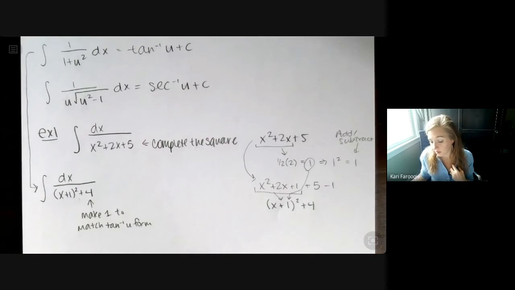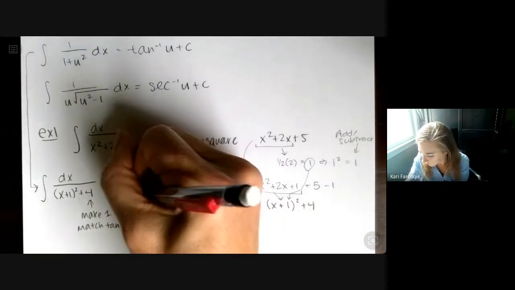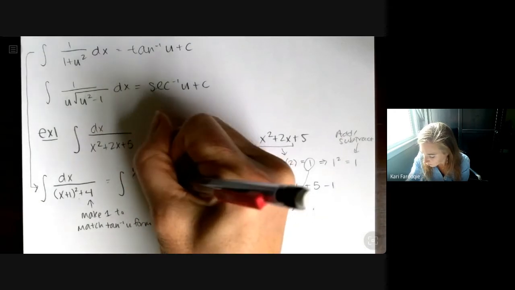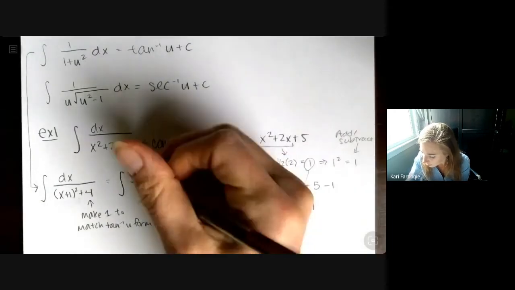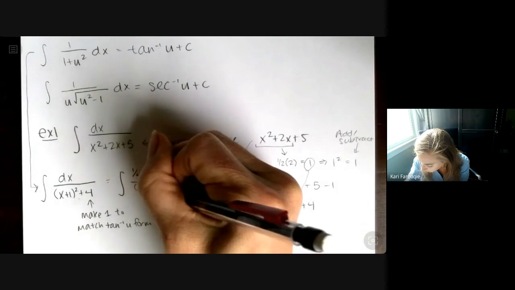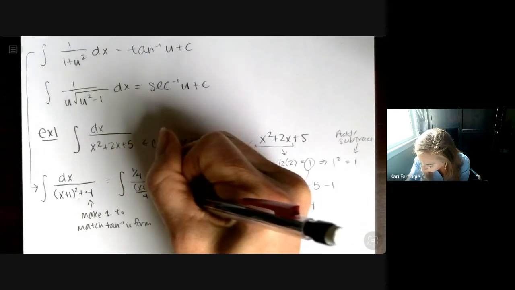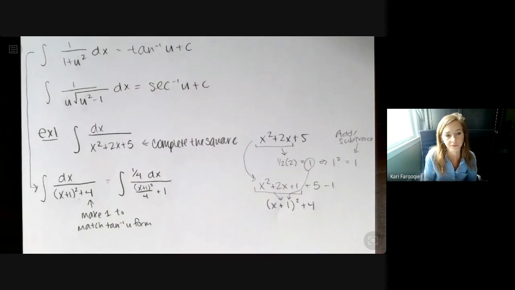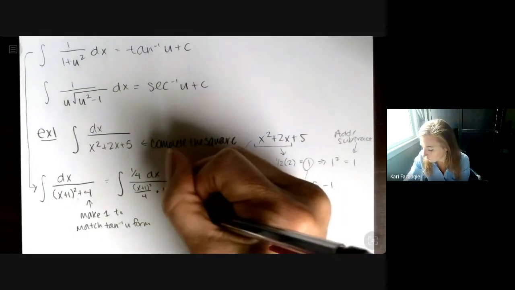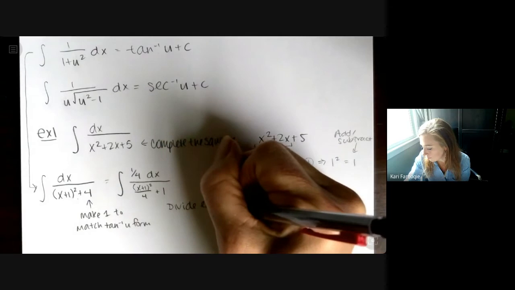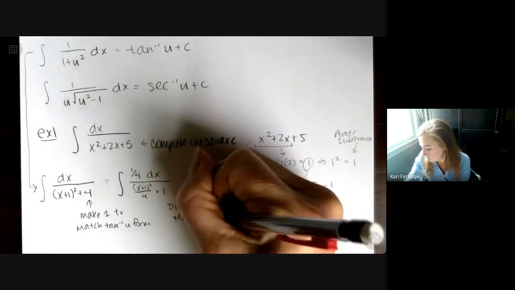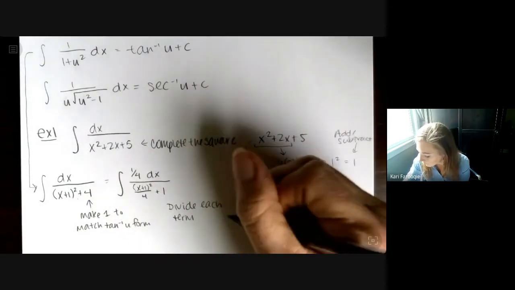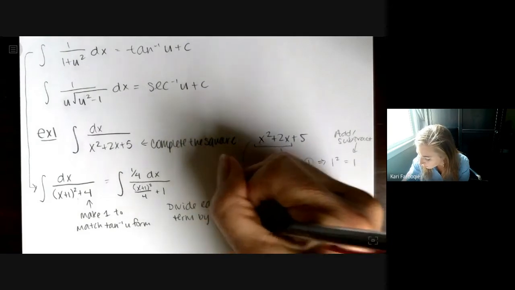In order to make that a 1, I need to divide each term by 4. So I'm going to divide by 4 in the numerator. I'm going to divide this term by 4. And when I take 4 divided by 4, I get 1. So we divided each term by 4. And this should look really familiar to you from Calc 1. Divide each term by 4.